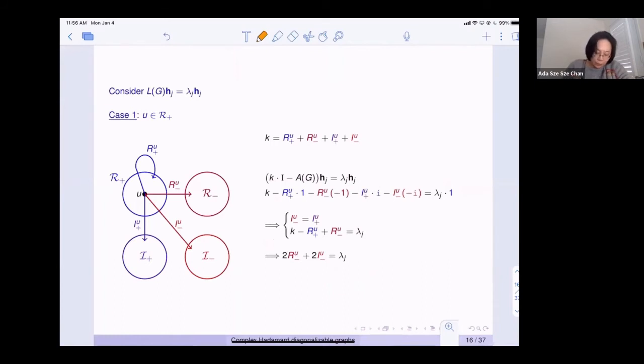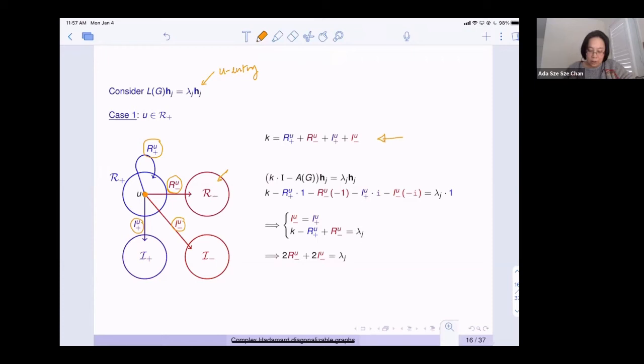On this slide, I pick a vertex u in the R plus set, in the light blue circle, and I want to compute the u entry of this equation here. I'm using R plus of u to denote the number of neighbors of u in the blue circle. R minus of u will be the number of neighbors of u in this circle here, and then I will have I plus of u and I minus of u. These 4 numbers, when you add them together, give the valency of the graph. So we have the first equation here.